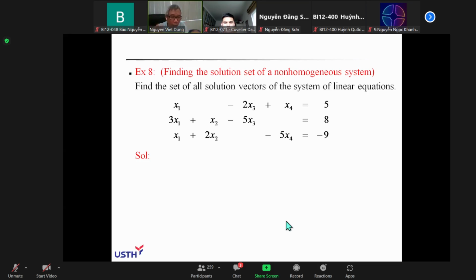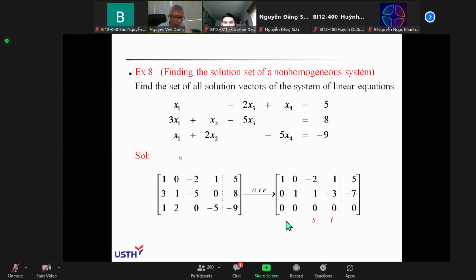Obviously, we can apply the Gauss-Jordan elimination to solve it. We write it here. Here is the augmented matrix. That column is the right-hand side column. We apply the Gauss-Jordan elimination to transform it into that one.